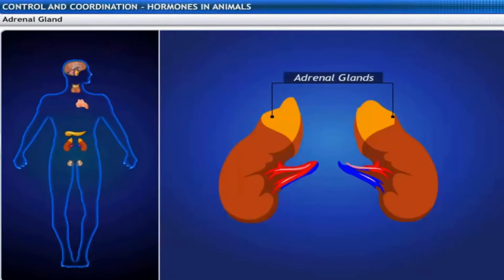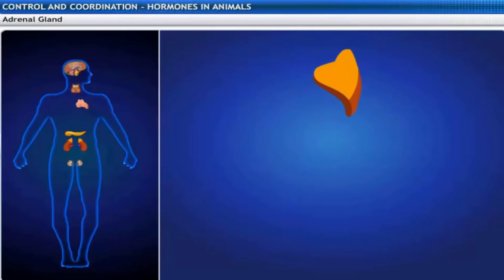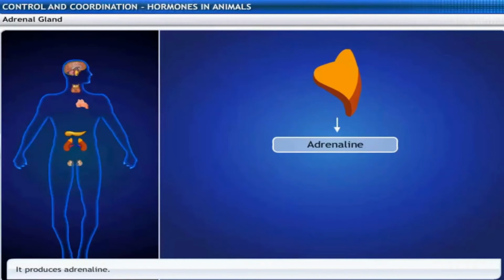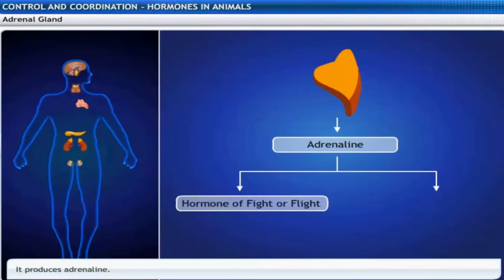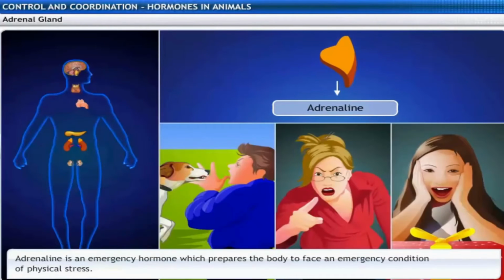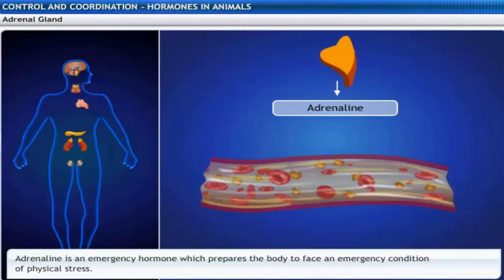The adrenal gland is located above the kidney, hence the name suprarenal glands. It secretes a hormone called adrenaline. This hormone is also called the hormone of fight or flight, or the emergency hormone. It prepares the body to face an emergency condition of physical stress like danger, anger, and excitement. It is usually secreted in small amounts, but is secreted in large amounts when a person is under physical stress.